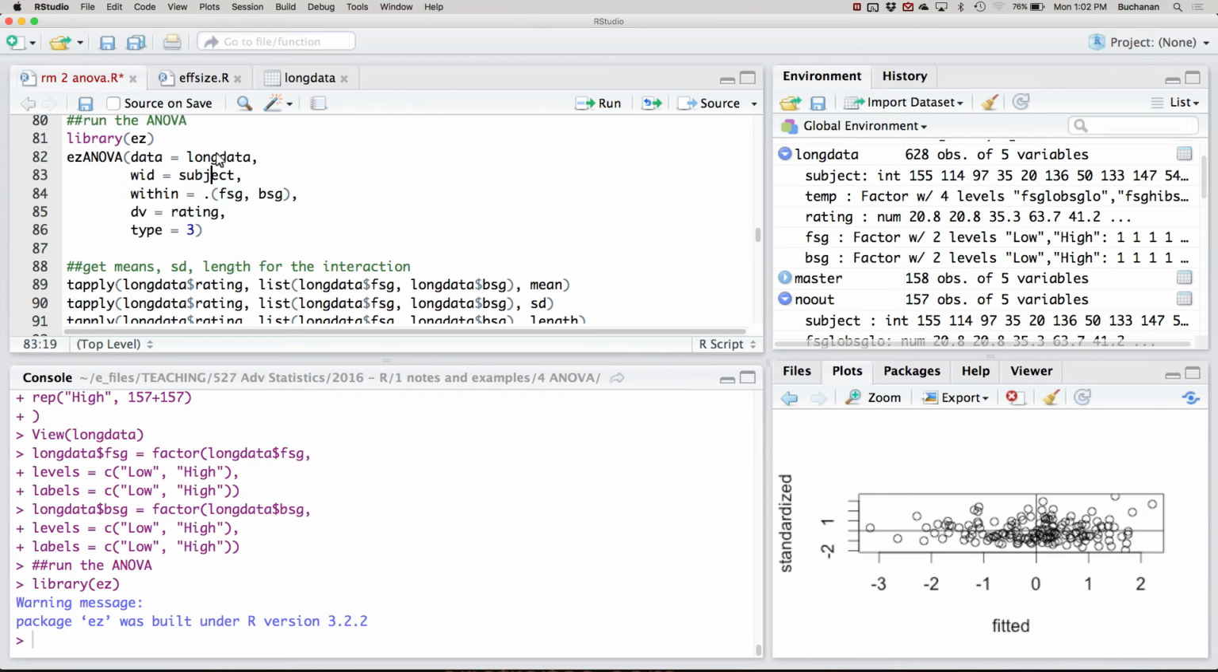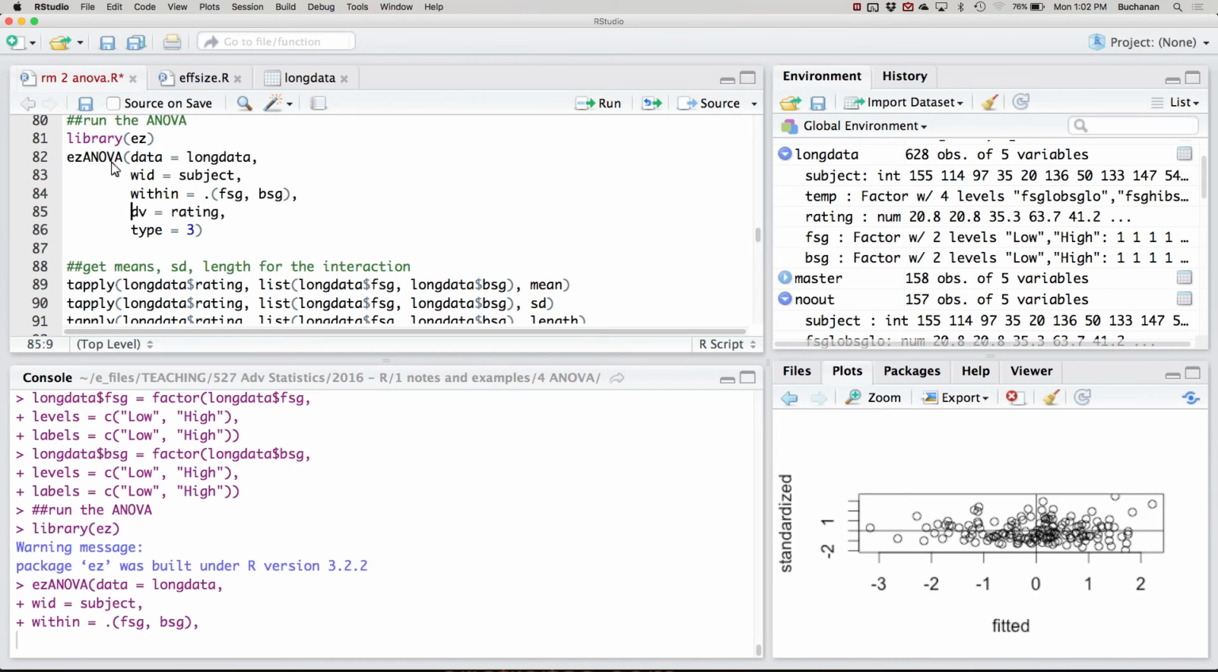So I've got my data set, long data. My within subject's ID is my participant number. Within here is the two IVs, DVs rating, type still equals 3. So that's the new piece right here. When we do double between, it's the same. It looks the same. It just says between equals.